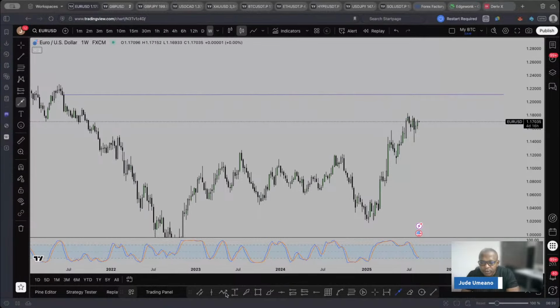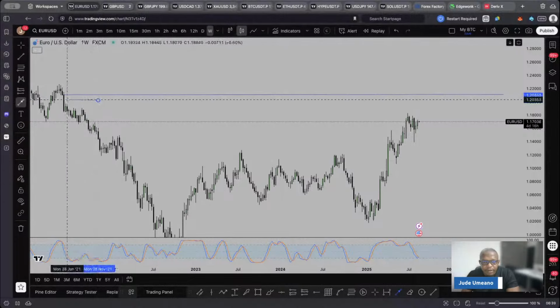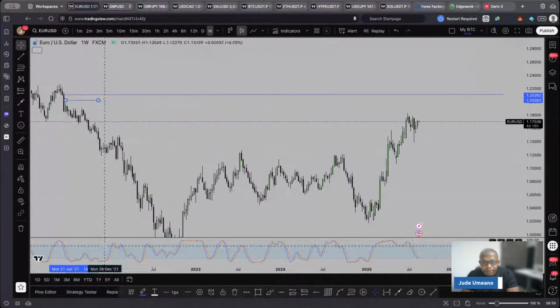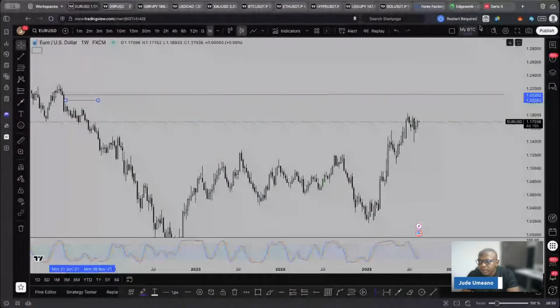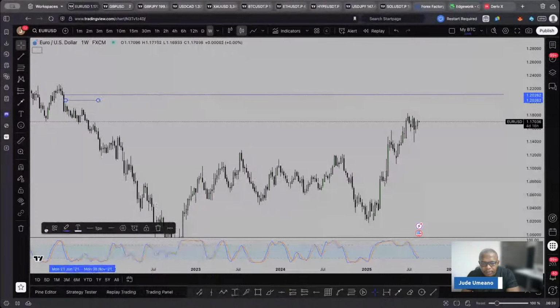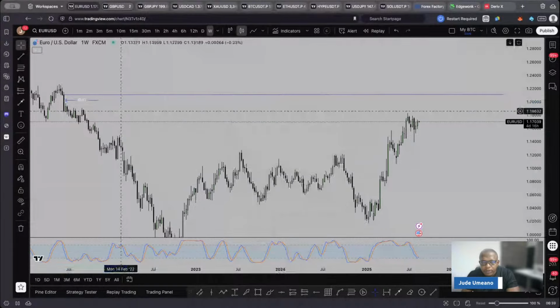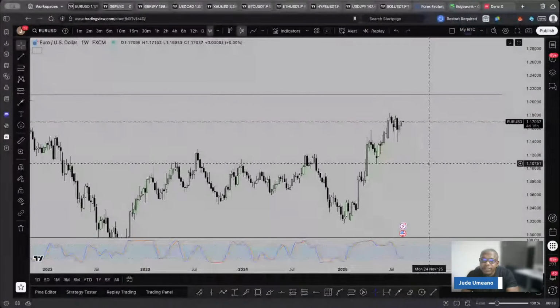So I'm marking out this particular top because I have a fair value gap here. I've marked it every single week. This particular top at this point. This is always my fair value gap. So this is the imbalance. But this is the weekly time frame, right?